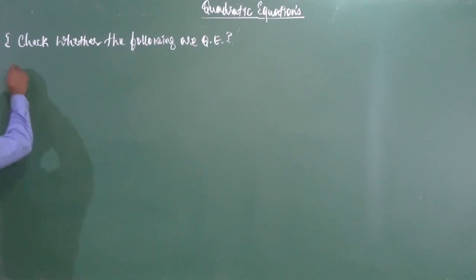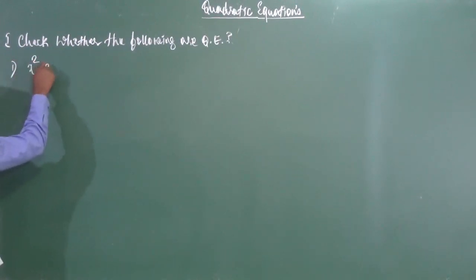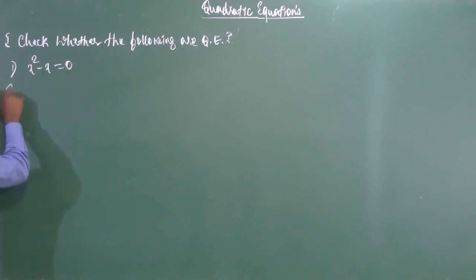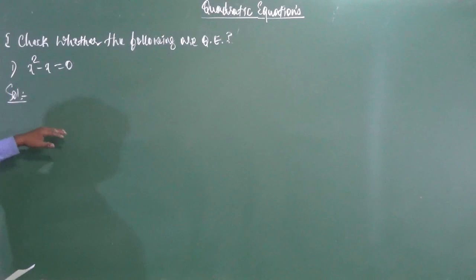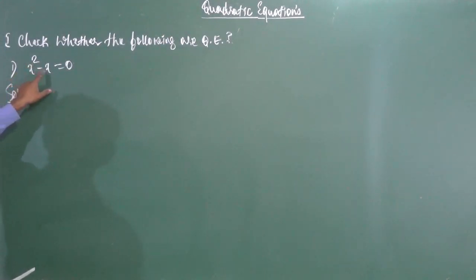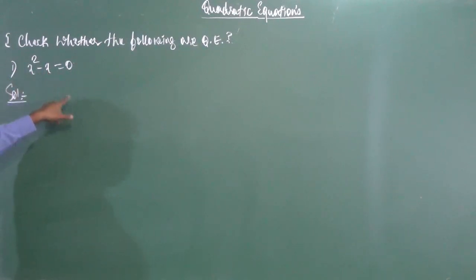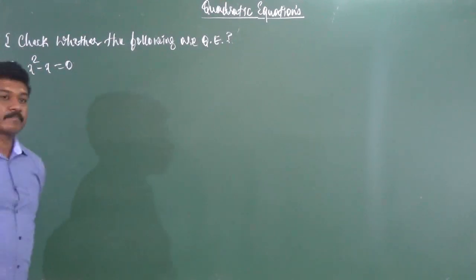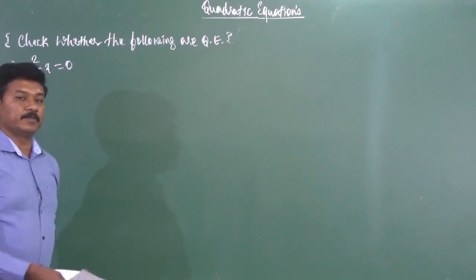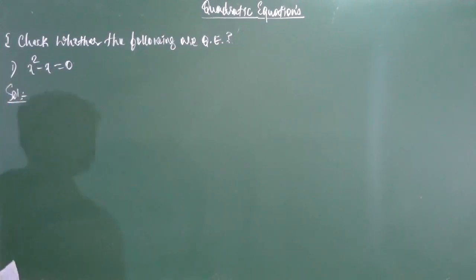So first one, x square minus x is equal to 0. Very simple. Just now I spoke regarding this. Because x square minus x is in the form of ax square plus bx, c doesn't exist. So in order to find the roots of this, we can use the take-common method. One of the roots will be 0, another root will be in the form of minus b by a. Right.